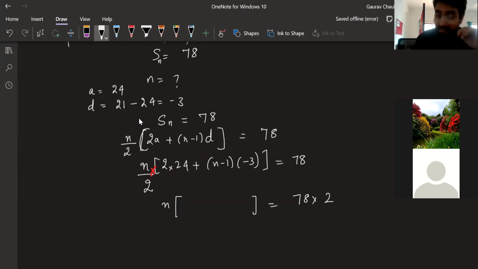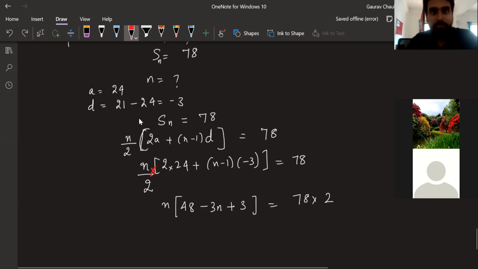If I open up the smaller bracket inside, I get 48 minus 3 into n is minus 3n, minus 3 into minus 1 is plus 3. Dilruba, you okay with this? How I did this opening? Anyone who has a problem with how this opening happened, please unmute and tell me in 5 seconds. 5, 4, 3, 2, 1. Abhi, were you able to open the bracket correctly?